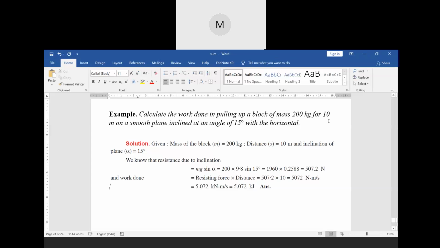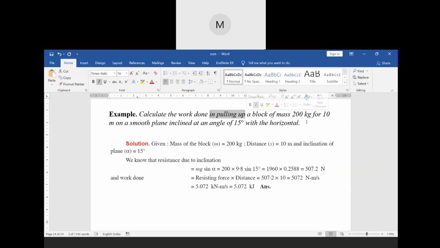Now someone asked me how it is being done. Look, this block is being pulled up. Pulling up means what? Some force is applied, right? That force only we find out by this sin theta component. Now did you get it? How is it moving by the sin theta component?